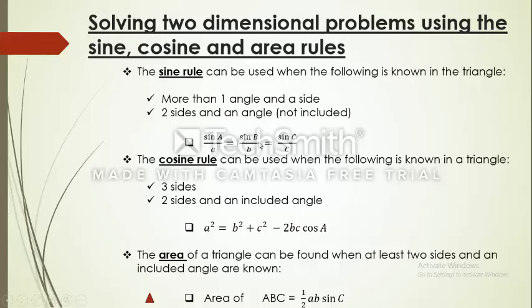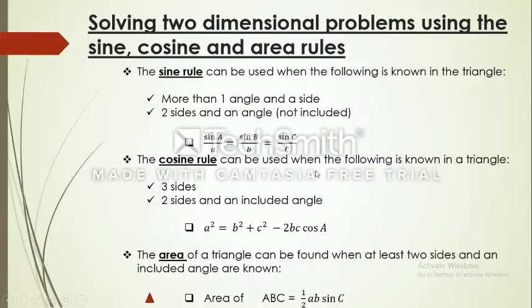Whichever is given, you are going to use any two. If you're given sine A over a and sine B over b, then you use these two, you ignore the c. But if you are given a c and a b, you're going to use sine b over b is equal to sine c over c. You will see this when we tackle the questions.